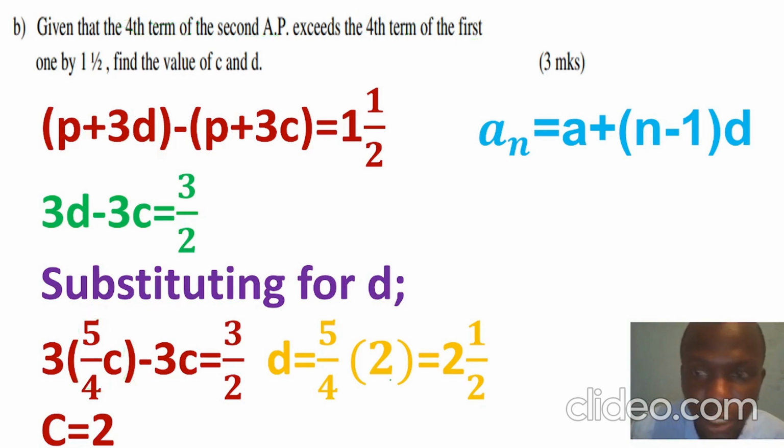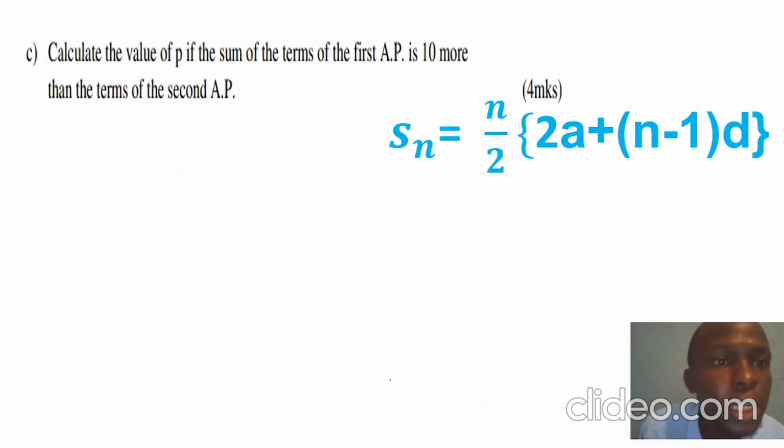Let's go to the last part of this particular problem. Calculate the value of P if the sum of the terms of the first AP, the first arithmetic progression, is 10 more than the terms of the second arithmetic progression.